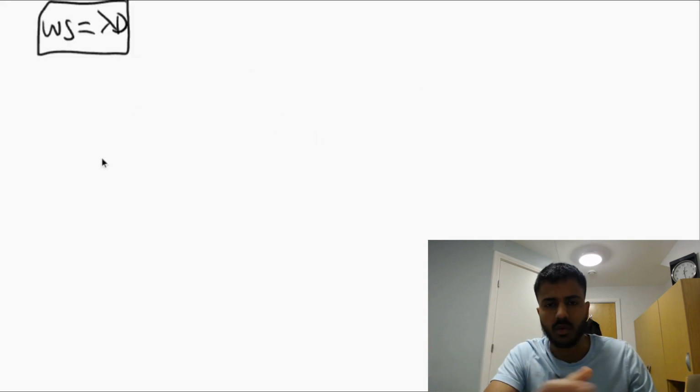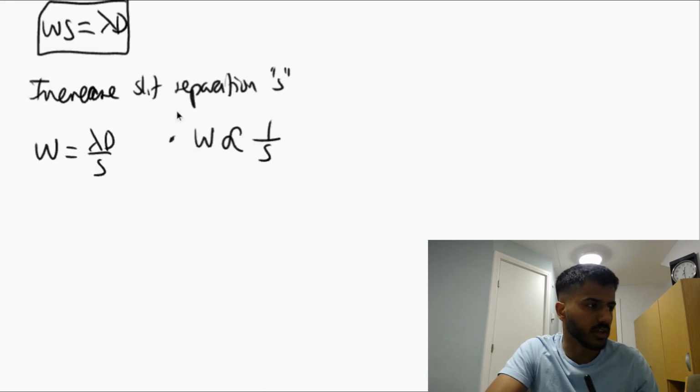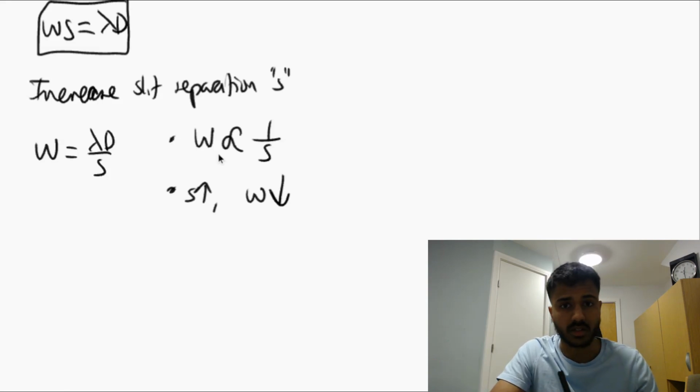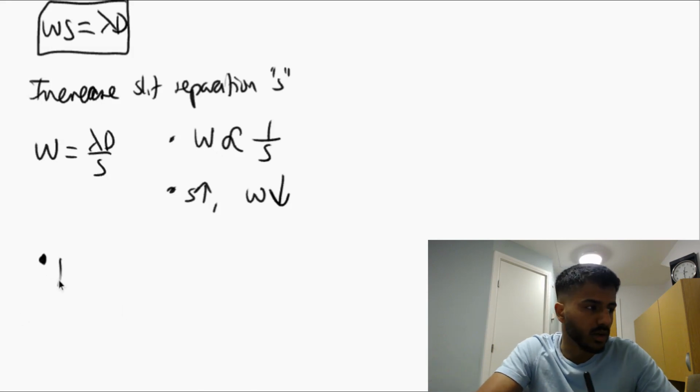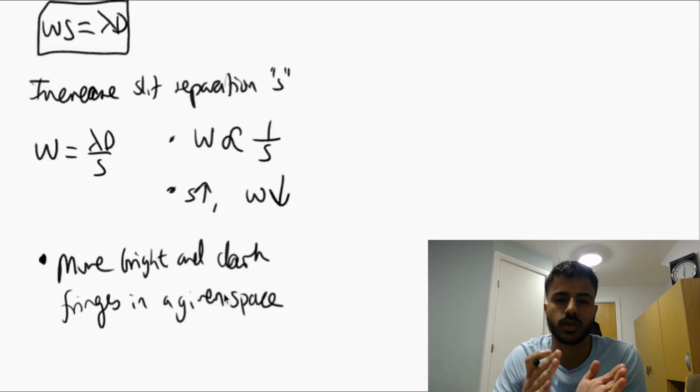So let's look at a type of question again where let's say we change one of the variables. Let's say we increase the slit separation S. But we know if we rearrange this, we get W is equal to lambda d over S. So W is inversely proportional to S. So if we increase S, the fringe width is going to decrease. So what this means is you will see more bright and dark fringes in a given space on your screen. And it also means that the fringe width is obviously narrower.